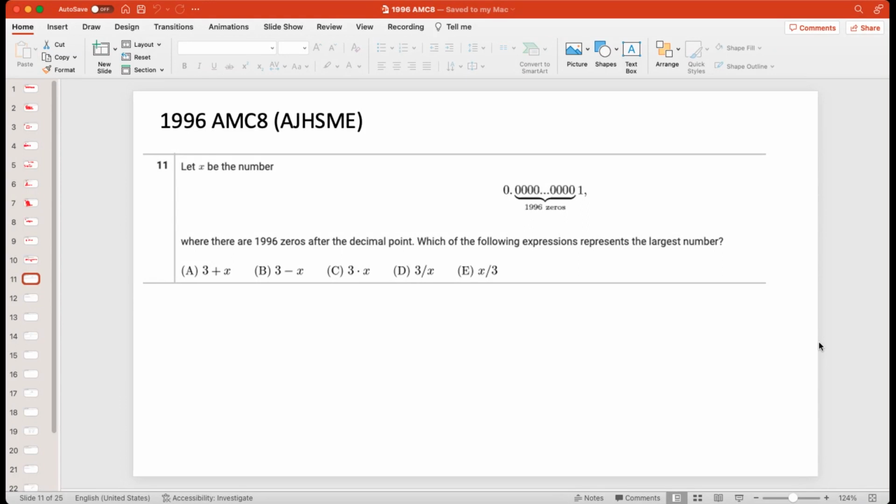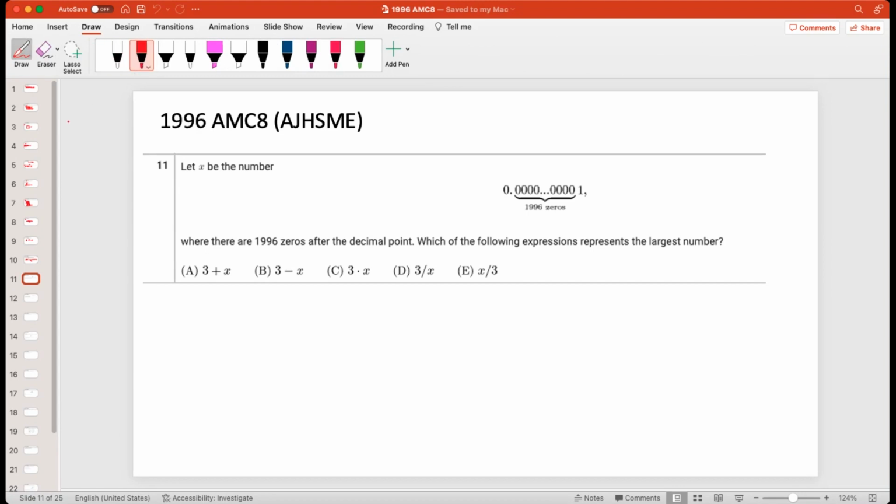We'll review 1996 AMC 8, question number 11. Let x be the number 0.000 and we have 1996 zeros followed by a 1. This is a decimal number where there are 1996 zeros after the decimal point. Which of the following expressions represents the largest number? That's what they want to know.